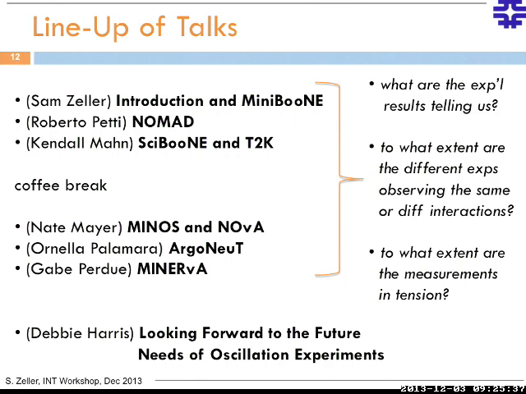So the goals of these experimental talks, as we go through each of the experiments, is to understand what the experimental results are telling us, to what extent the different experiments are observing the same or different interactions, and to what extent the measurements are in agreement or are in tension? So that's the hope, that we arrive at that clear understanding before we go to lunch.